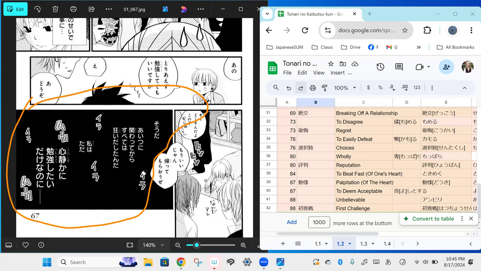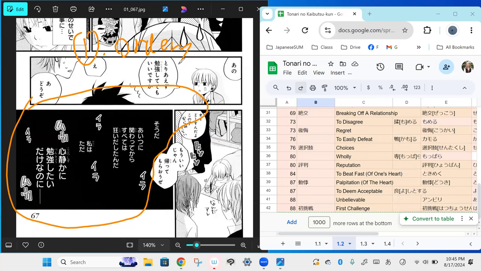Tada basically has two common meanings. The first and most common one is "ordinary." For example, in Komi Can't Communicate, the main character's name is Tadano, because he is an absolutely normal human being, and it's a pun on his name being Tada. He's just a plain old human, basically.